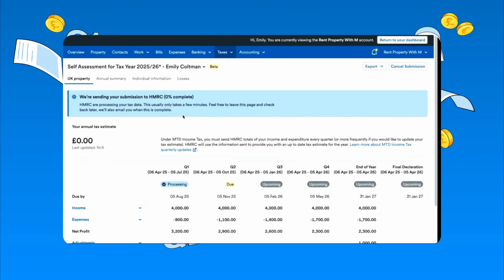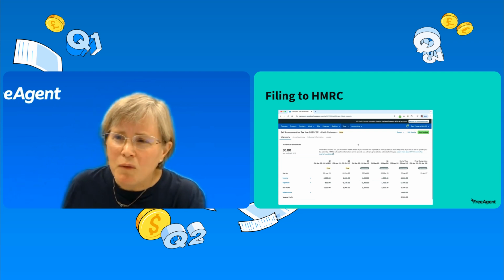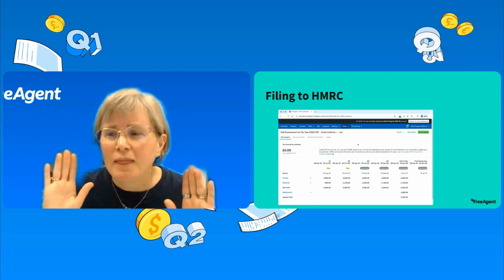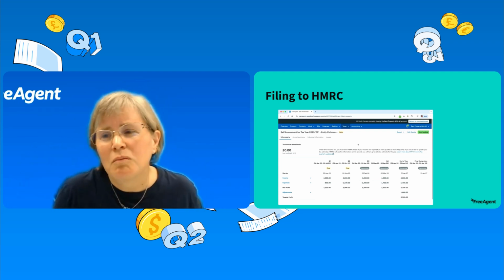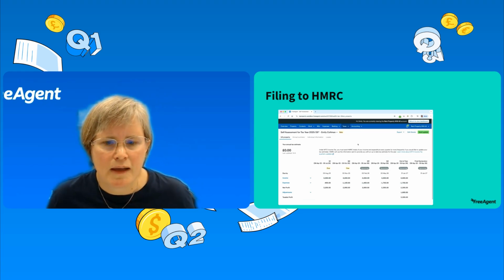Notice I haven't had to put in any details like login information. Those are already there, because when you register with HMRC, what you also need to do is set up your connection in FreeAgent to say, okay, this is where I want my data to go to HMRC. This is my data. Please put it on my record. You don't have to do that every time you file a quarterly update.